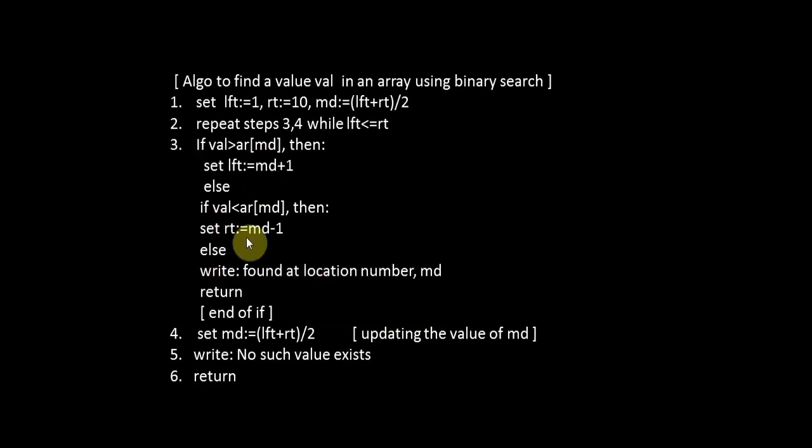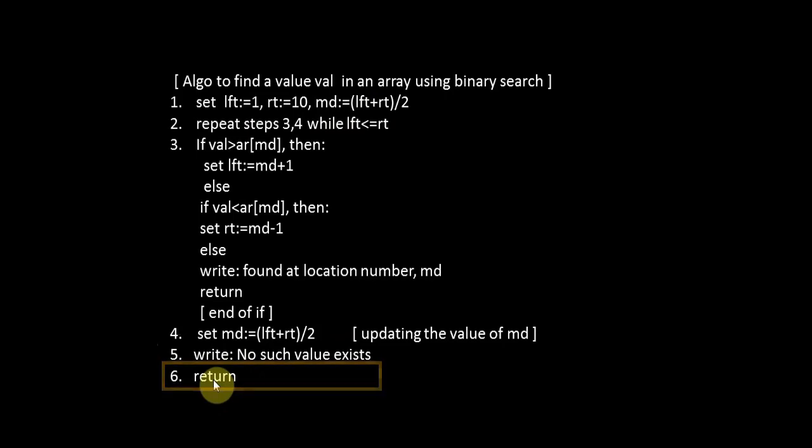Otherwise, suppose the element does not happen to be present in the array. Ultimately the value of LFT will be more than the value of RT. In that case, when the control goes up, this condition will be false, the loop will break, and control will of course come to step number 5. Step number 5 will print the message no such value exists, and control will be returned back.